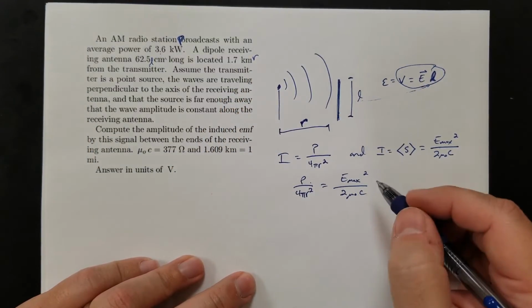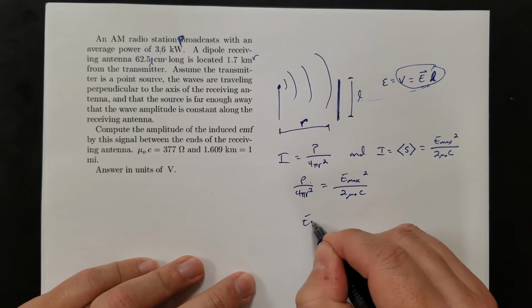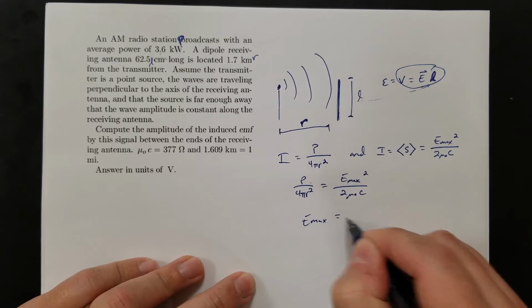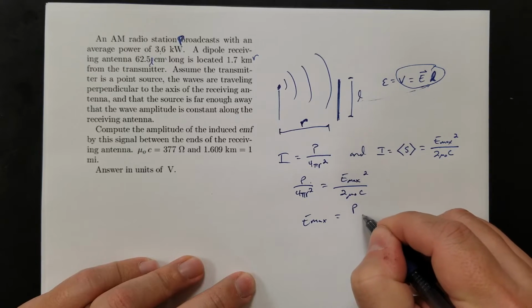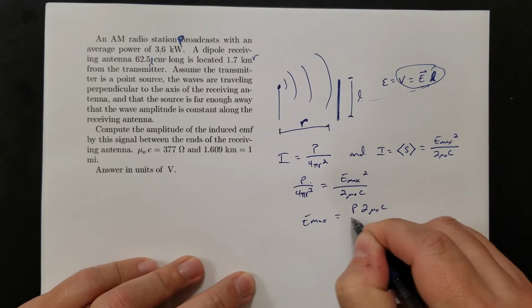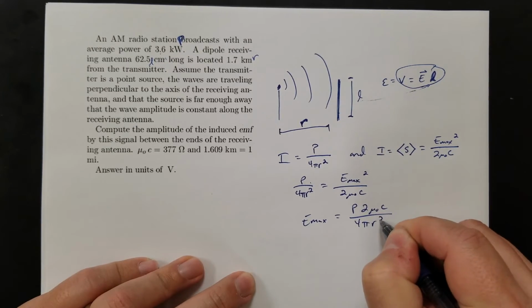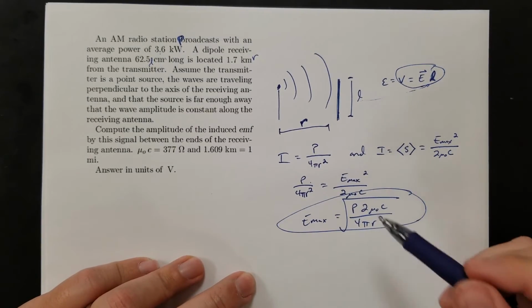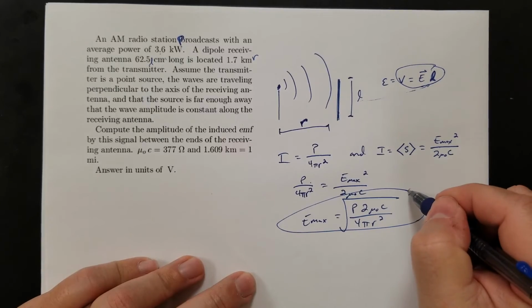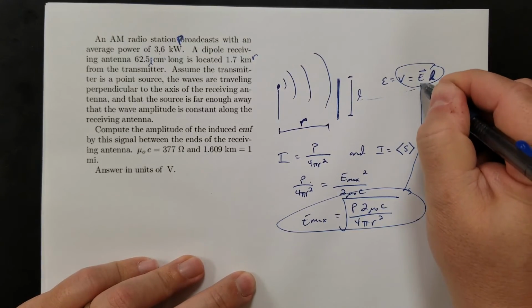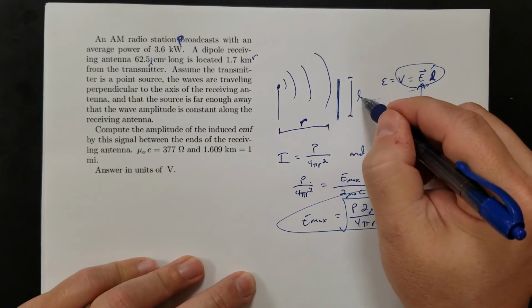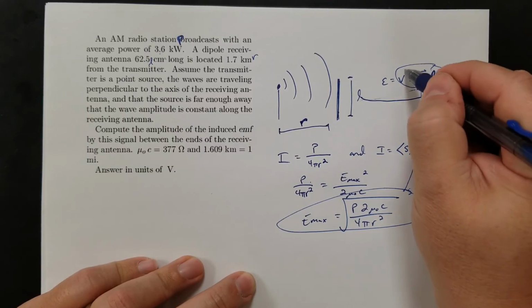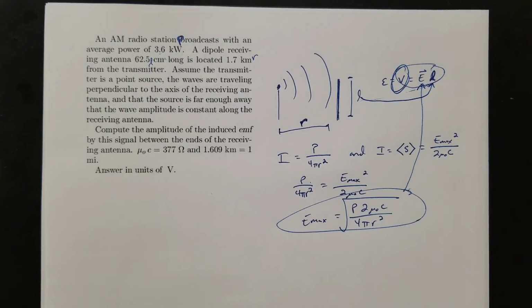To rearrange this, E max is going to equal the square root of power times 2 mu naught times the speed of light over 4 pi r squared, the square root to get rid of the square. So I can get my max electric field, plug it in for E, take the length of the antenna, plug it in for L, and that gives me voltage. Not too bad.